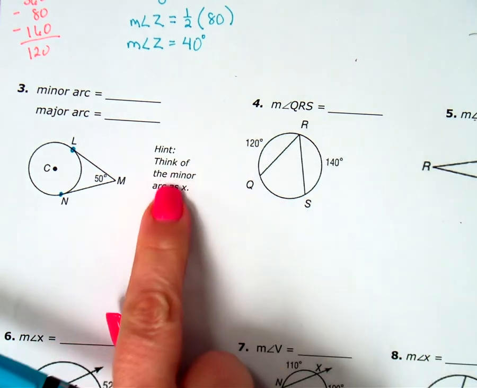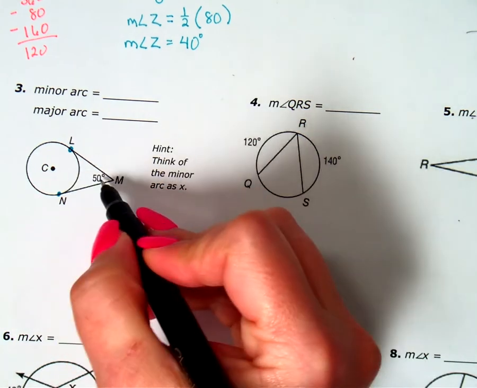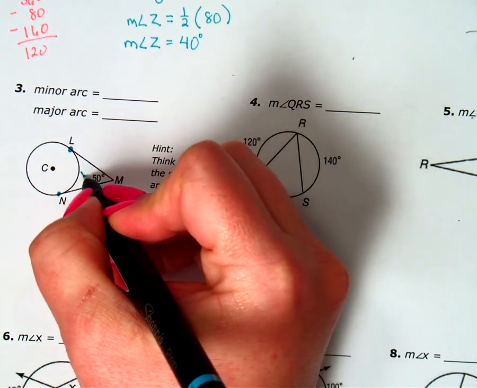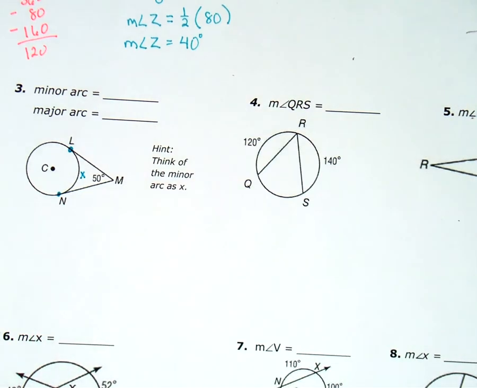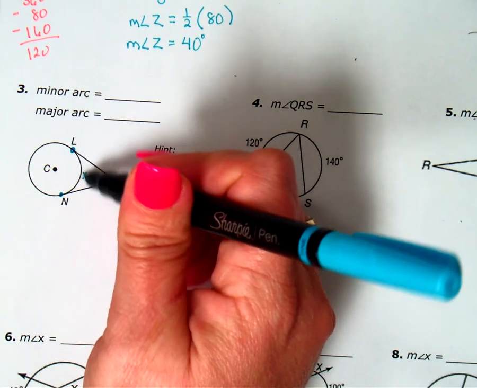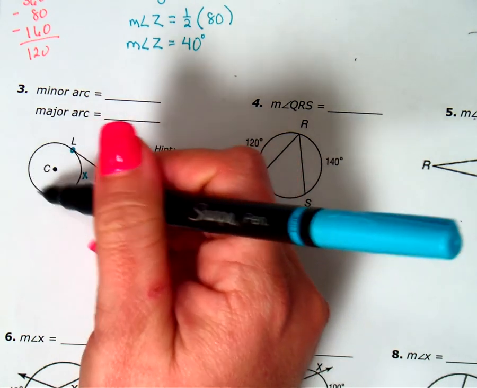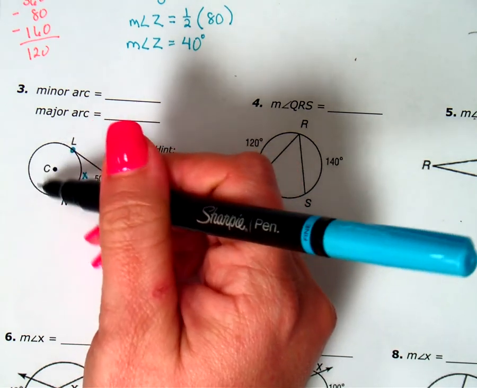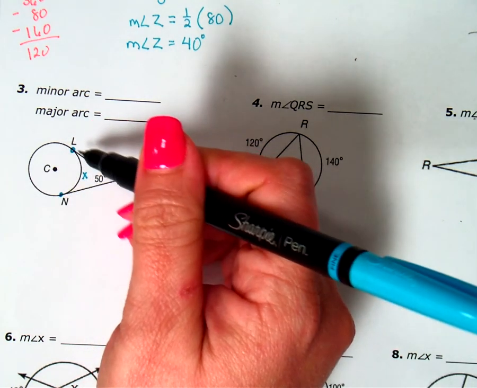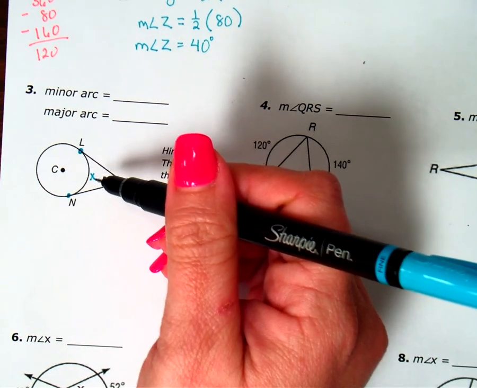It says to think of the minor arc as X. So think of the smaller arc, which is always going to be the one closer to the angle. Think of that as X. And then your major arc, how would you find that? Well, if I knew what this was, let's say it was 100, then all I'd have to do is take that away from 360 and say, oh, this is 260, because this is 100, and together they have to make 360. But I don't know how big this is, it's just some value X.